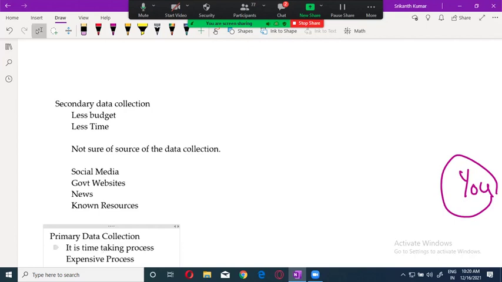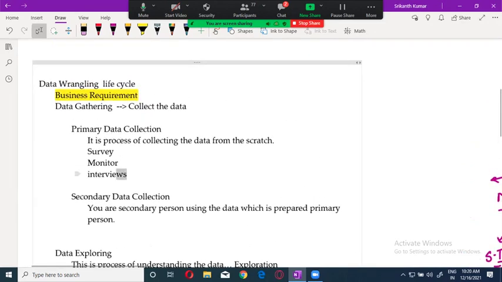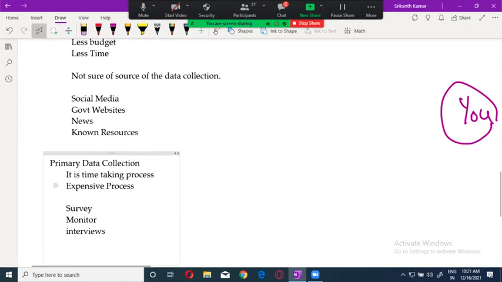You are maintaining the resources over there. Got it? So that is the reason why it is called expensive. And one of the major points: as I told you, the source for this one is survey, monitor, and interviews. Who is doing that? You are doing it from the scratch. So this is perfect data, guys. You can trust it perfectly. Now, if you have no budgetary constraints, no time constraints, and you have a comfortable time and enough budget, then this is the process which is strongly recommended to go with.